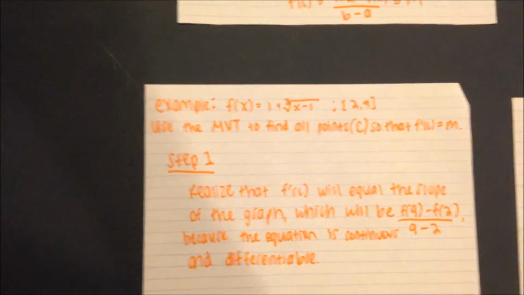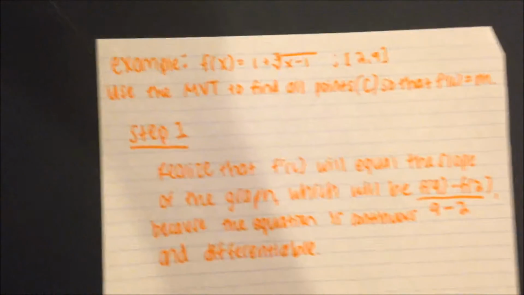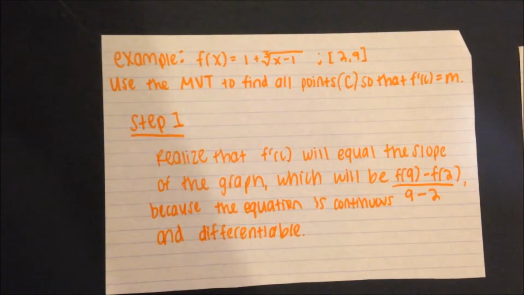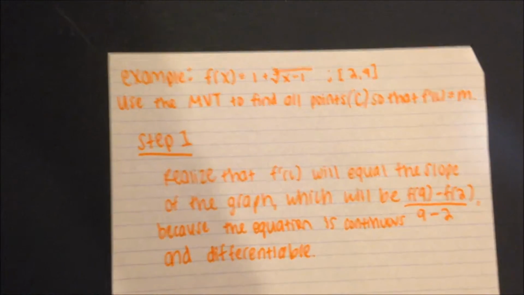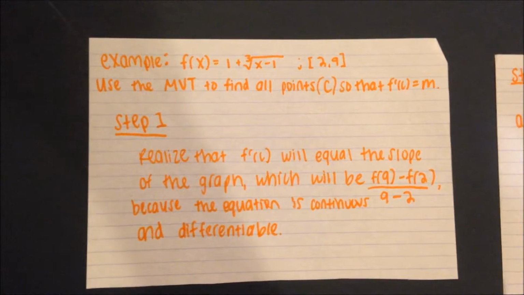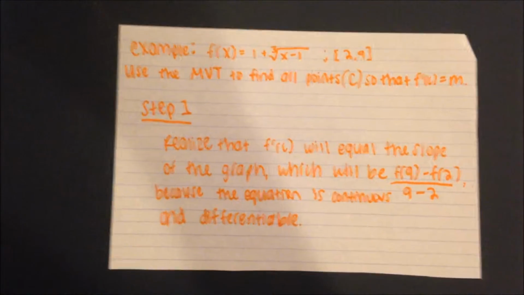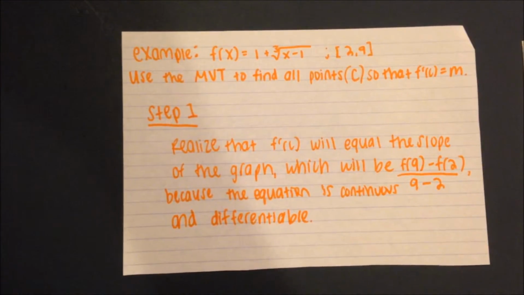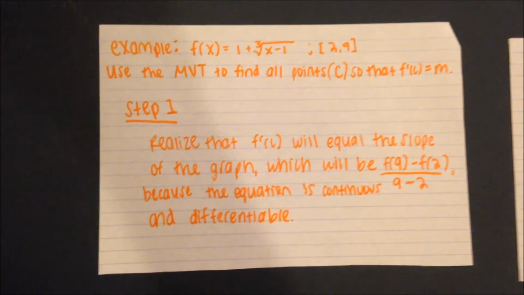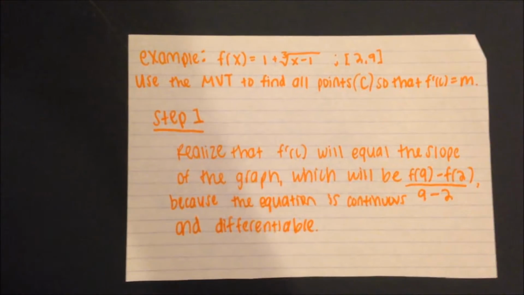The example we will do is f of x equals 1 plus the cube root of x minus 1 on the closed interval 2 to 9. The directions are to use the mean value theorem to find all points c so that f prime of c equals m. The first step is to realize that the derivative at c will equal the slope of the graph, which will be f of 9 minus f of 2 over 9 minus 2, because the function is both continuous and differentiable.